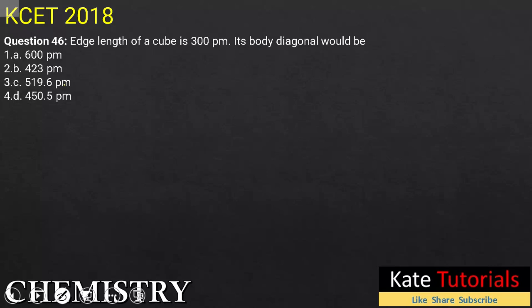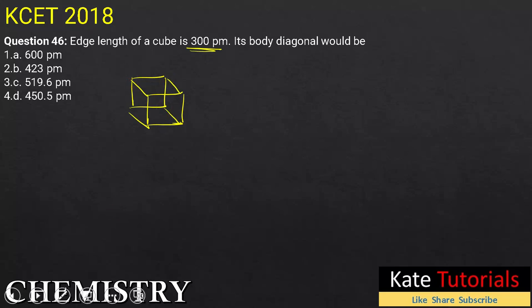Here I am going to discuss the KCET 2018 questions 46 to 50. Question number 46: the edge length of a cube is 300 picometer. Its body diagonal would be, they have asked. If you have studied solid state, you know the derivation for the body diagonal, then you can easily solve this question. It is one of the easiest questions, but unless you know the formula, you can't solve it.